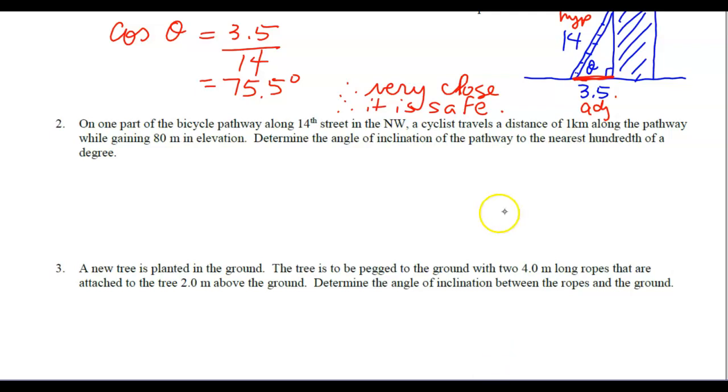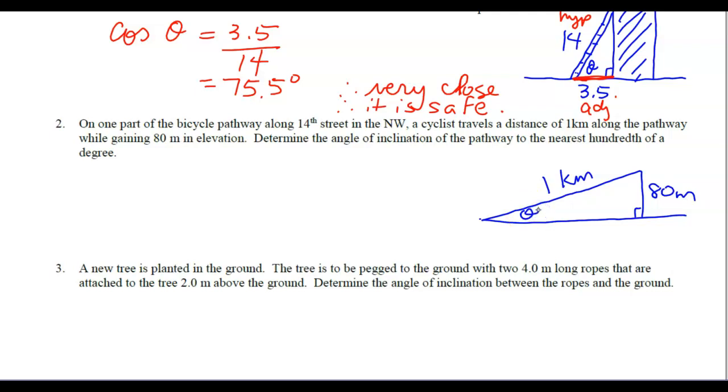So if we were to draw this compared to the horizontal, here's the path. Okay. And so 1 kilometer is the path traveling along it. And then the vertical elevation is 80 meters. And it says determine the angle of inclination of the pathway. So would that be the bottom left angle or the top right angle? Bottom left, from the horizontal up. So we'll call this theta here.